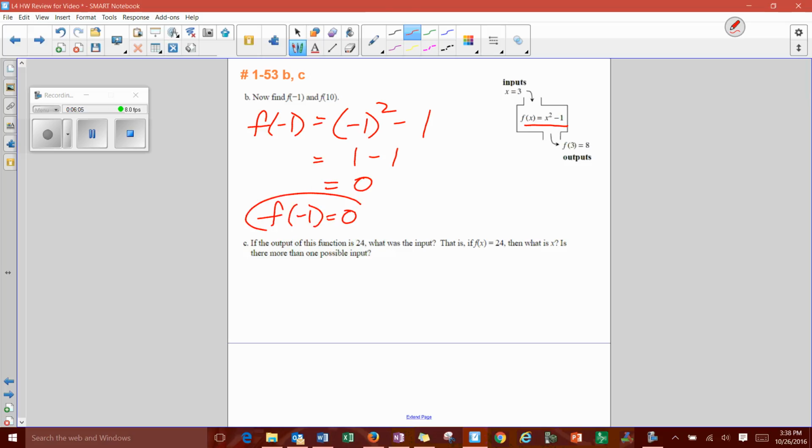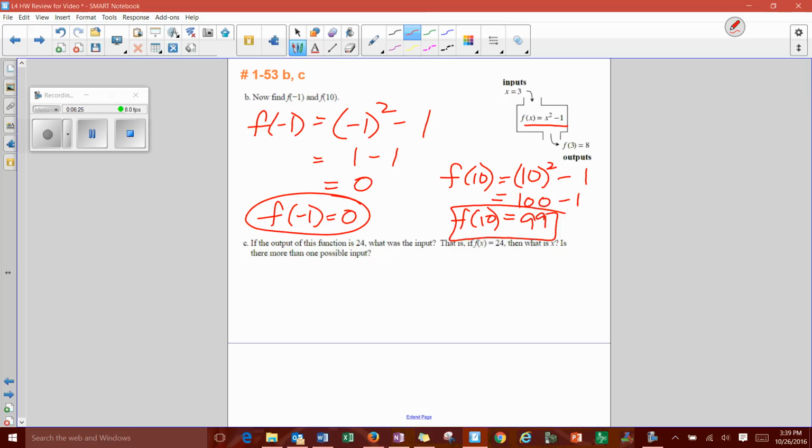All right, now I need to find f of 10. So I plug in 10 for x, and I just simplify using my order of operations. 10 squared is 100, and then 100 minus 1 is 99. So therefore, f of 10 is 99. When my input is 10, my output is 99.